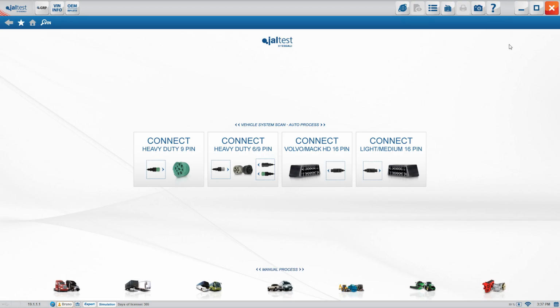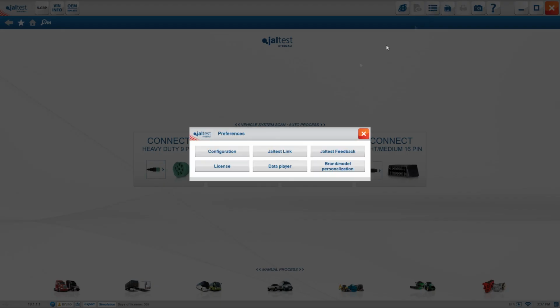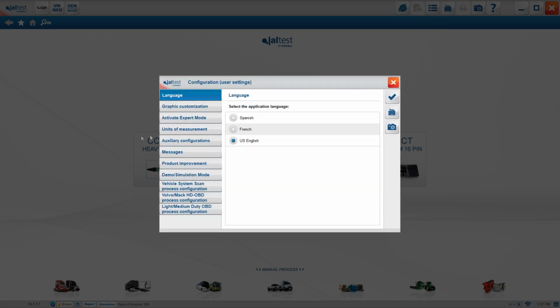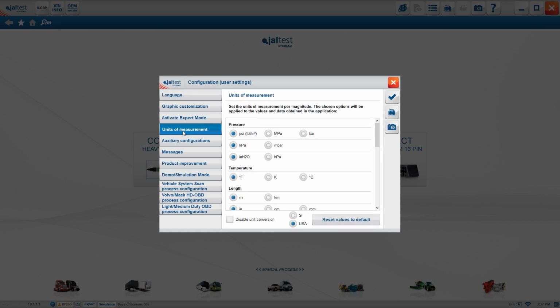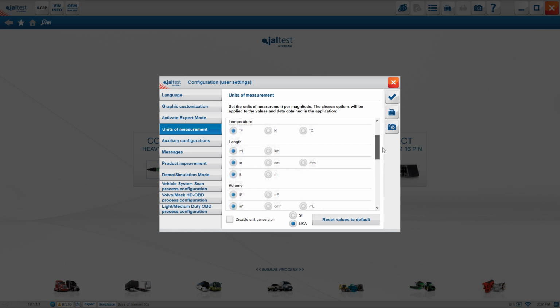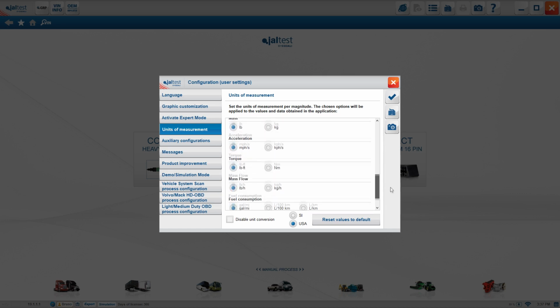Today we're going to look into how to configure the measuring units and how to do unit conversion. So first thing that we're going to do is, if we want to change our measurements, we would go to our preferences button, jump into configuration, and here we're going to have an option which is units of measurement. Here we can measure pressure in PSI, kPa, but also in megapascals, millibars, or bars. You can select whichever ones you prefer for pressure, temperature, length, volume, speed, and so on.